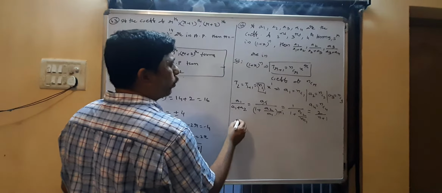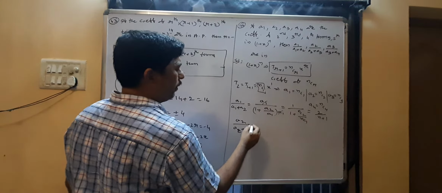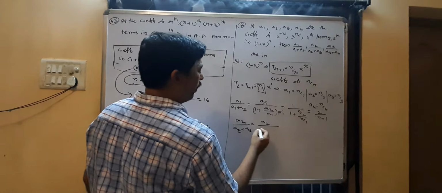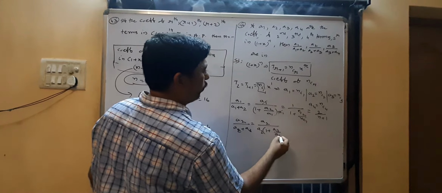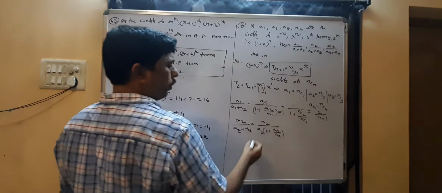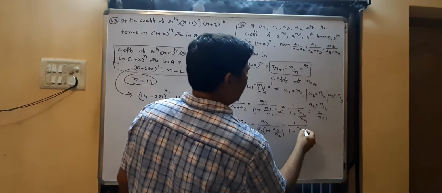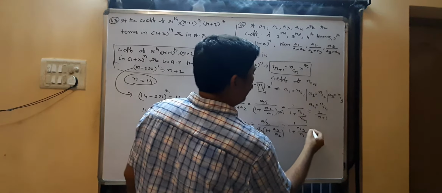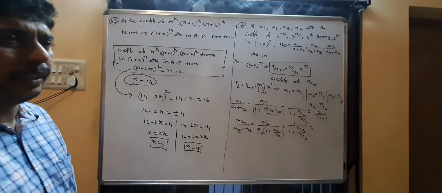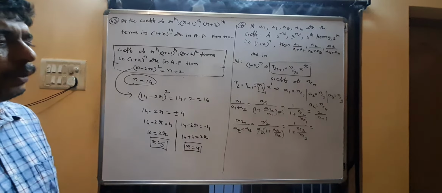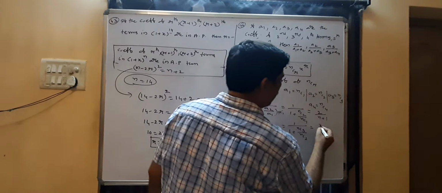Similarly, a2 by (a2 + a3). Taking a2 common, 1 by (1 + a3/a2). So a2 gets cancelled, that equals 1 by (1 + nC3/nC2). nC3 by nC2 is (n − 3 + 1) by 3. After taking LCM, (3 + n − 3 + 1) by 3. The 3 goes to the numerator: 3 by (n + 1).